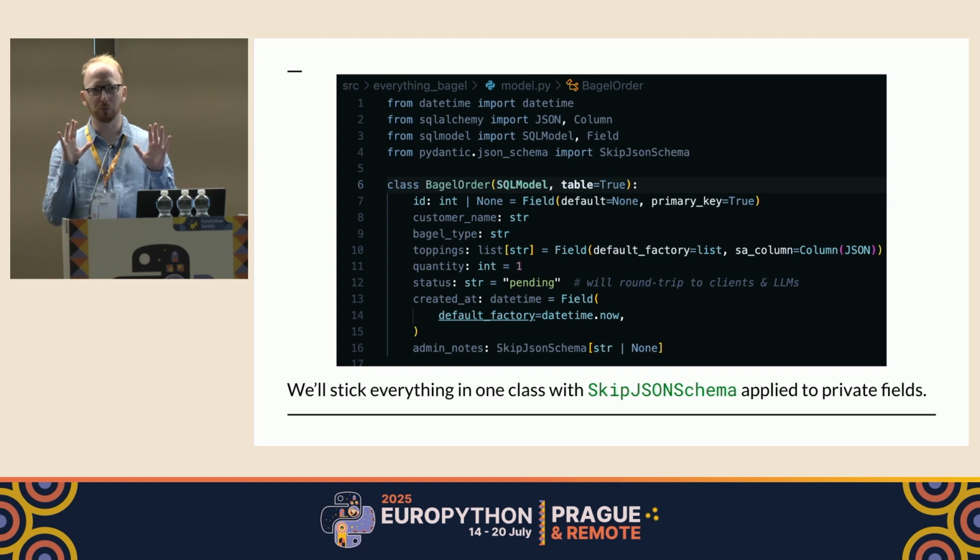The problem with the God object might, at first glance, appear solvable, right? You've got the bagel order, you've got the things that are public about it, like the customer name and the bagel type and the quantity of bagels, and you've got some private fields, like admin nodes. And here, you can overcome a little bit of a problem that perhaps FastAPI users shouldn't see, that you can add admin nodes, and perhaps OpenAI should not attempt to add admin nodes, with a little bit of something called skip JSON schema.